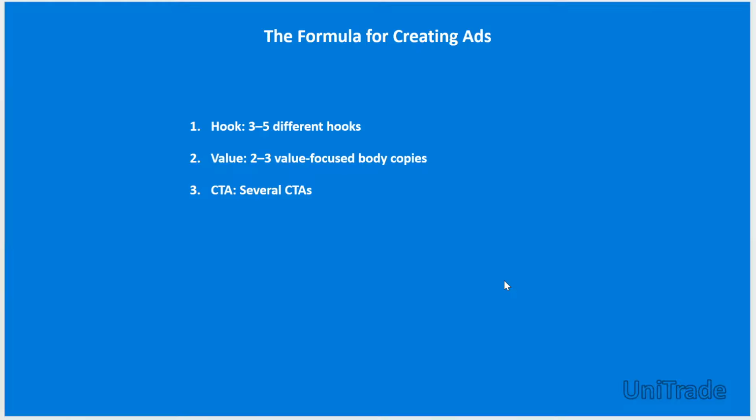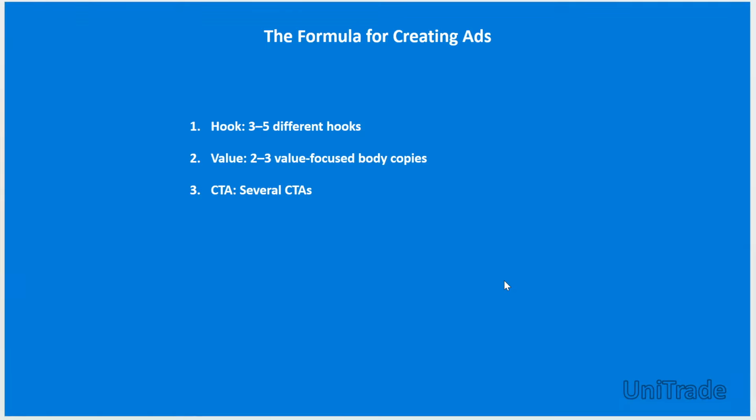Hook is to grab attention in the first few seconds and stop users from scrolling past. Value is the body of the ad, which should communicate a benefit or transformation, not just a feature. Call to action, CTA, is to be clear about what comes next. Tell the audience exactly what to do.